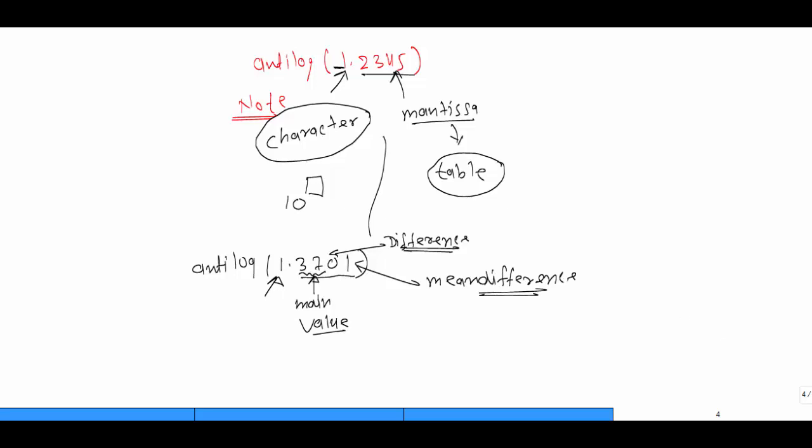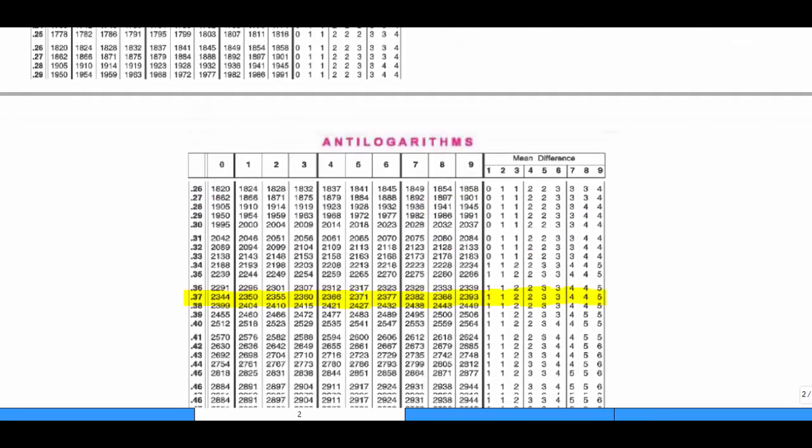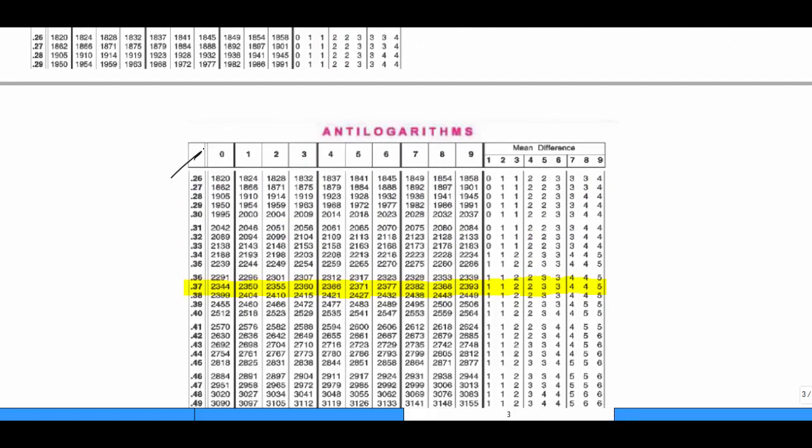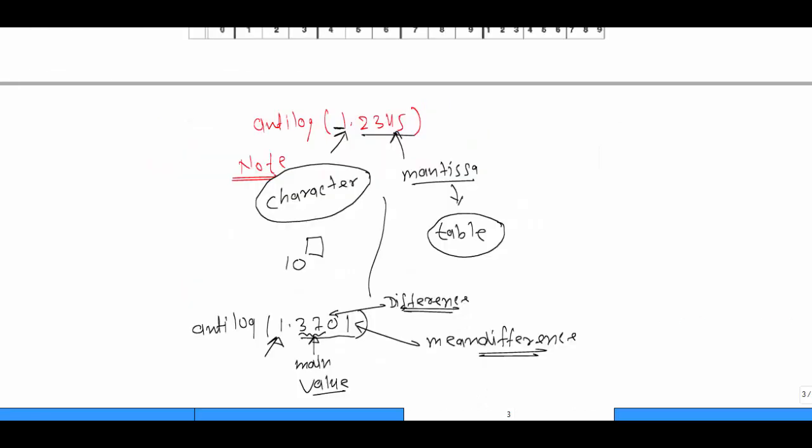I will show this on the table. Whatever two digits are mentioned together, that two-digit thing is called the main value, so we will see it in the main value table. The values 0, 1, 2 up to 9 form the difference table, and this one already mentioned is the mean difference. Let's go back to the question.